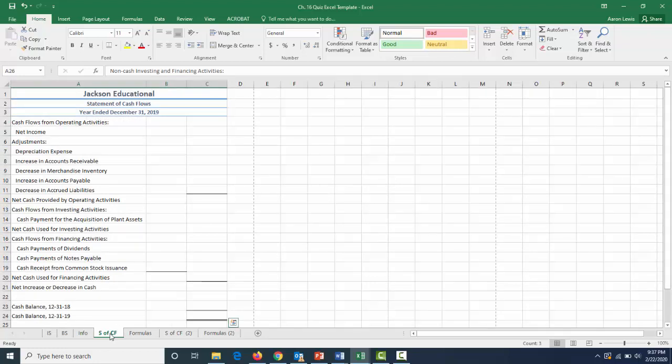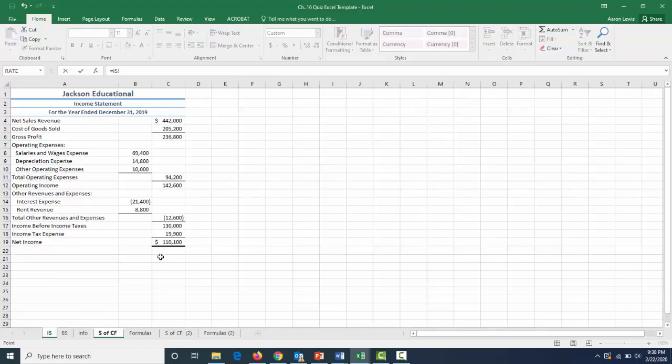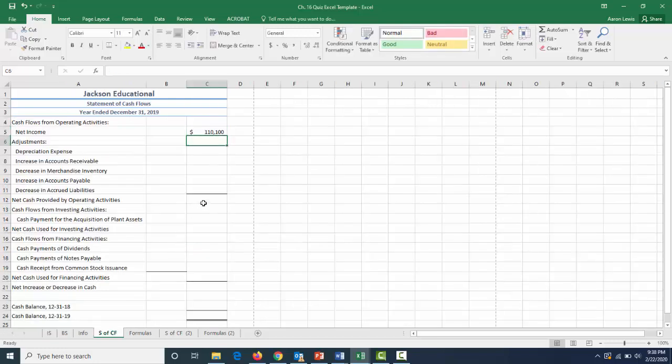These are things that happen during our everyday course of business, and because we're using the indirect method, the first thing that we are going to start with is our net income. And to find that, you just steal that number right off of the income statement. So for Jackson Educational, if we go to their income statement, we see at the bottom they had $110,100 worth of income. We'll just grab that and bring it on over to our net income.